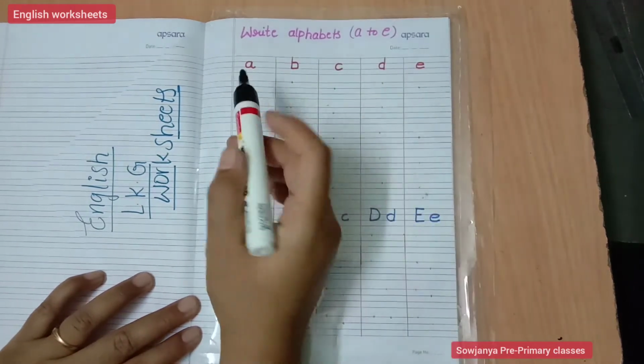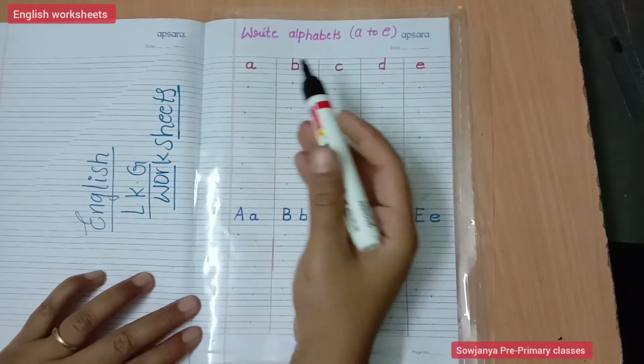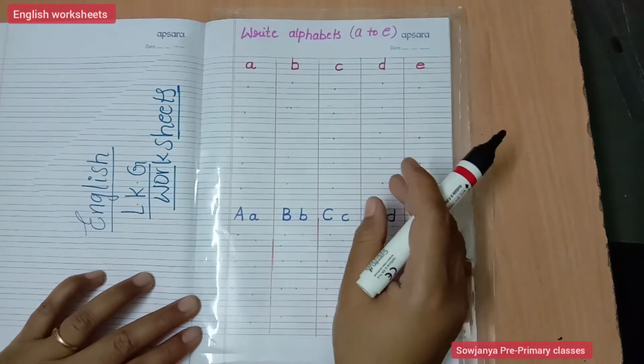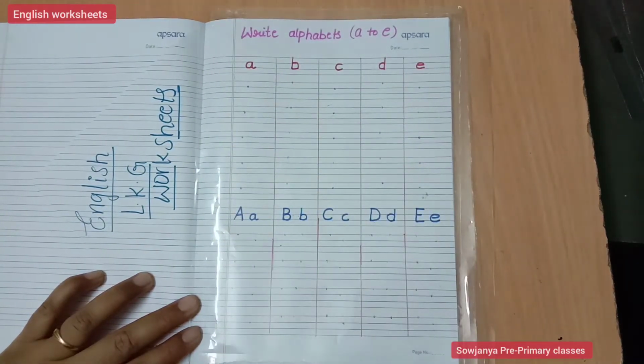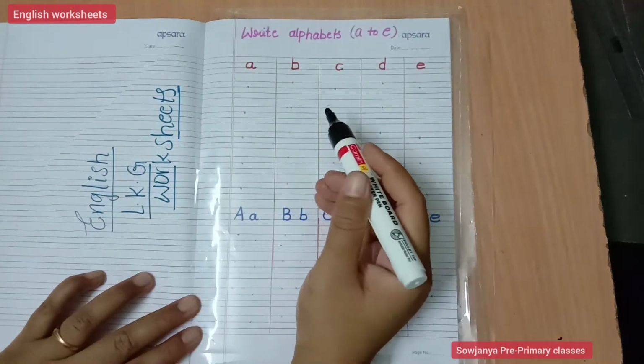Today I am going to tell you small letters from A to E. By using these letters only, we will do some worksheets also. Okay? Shall we start writing?